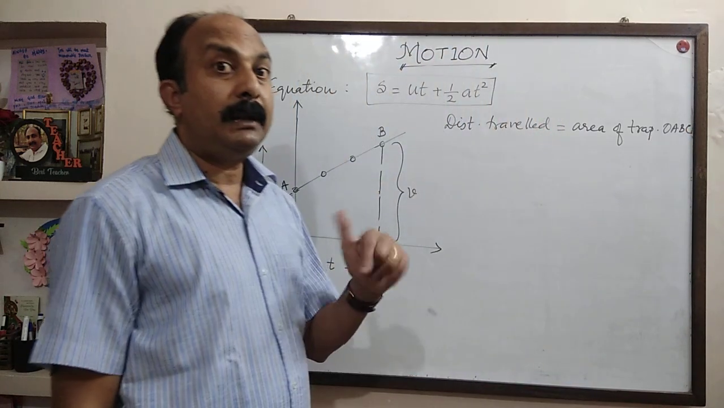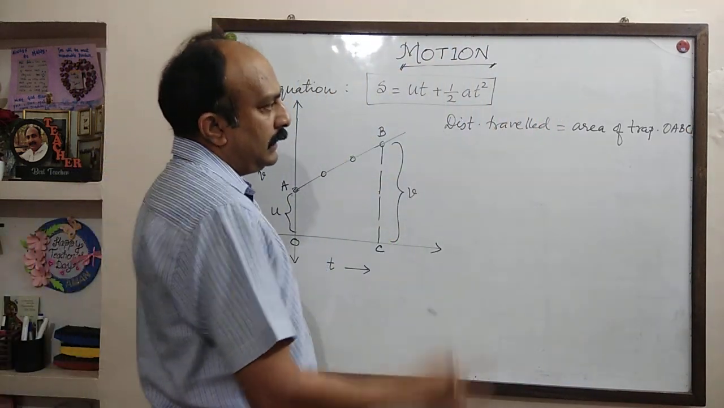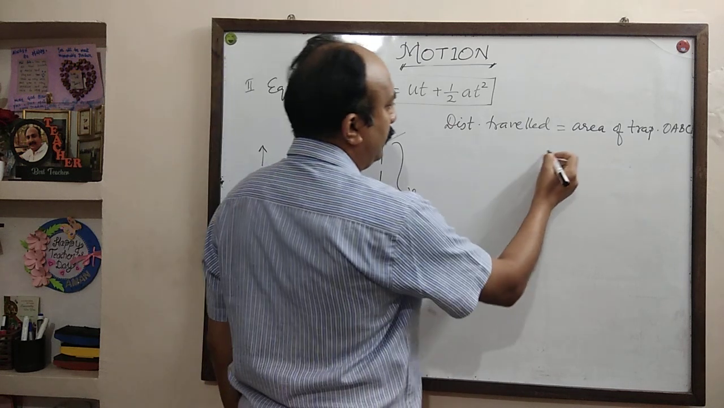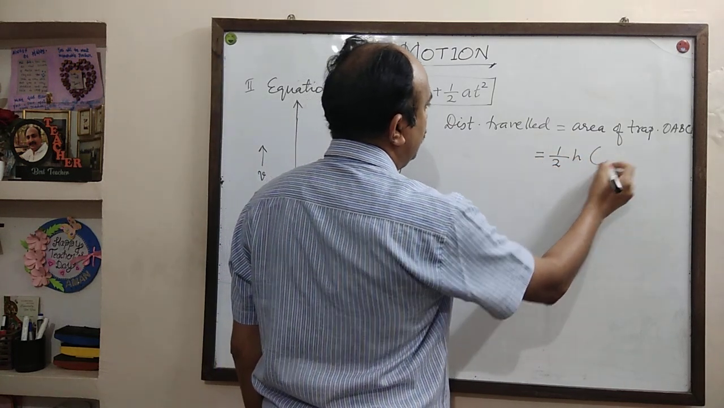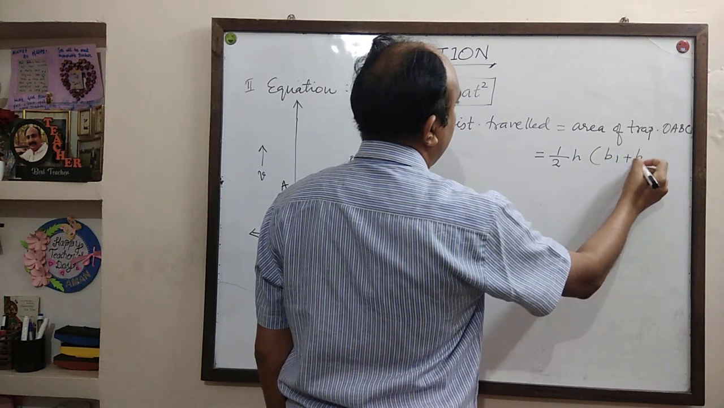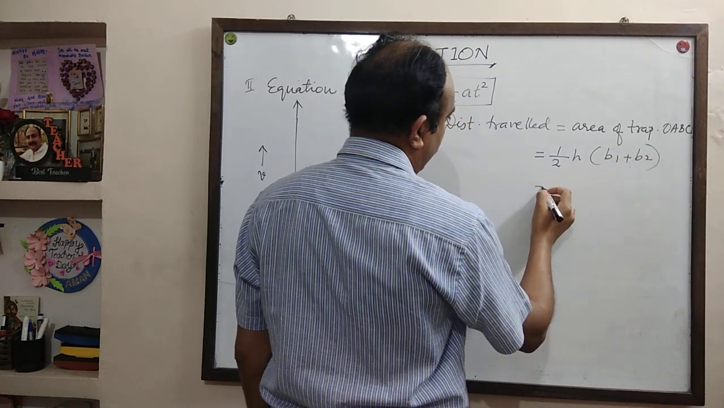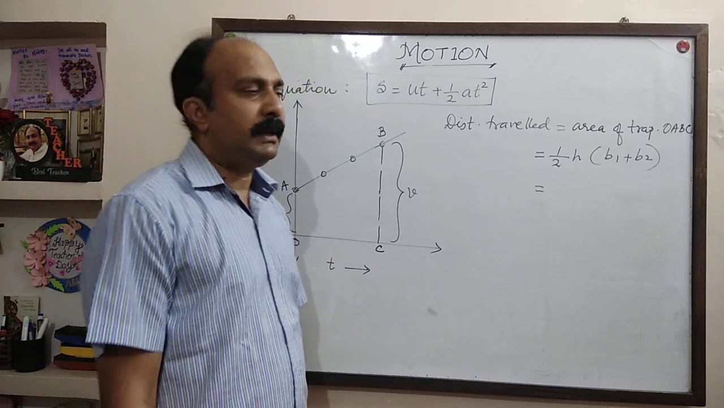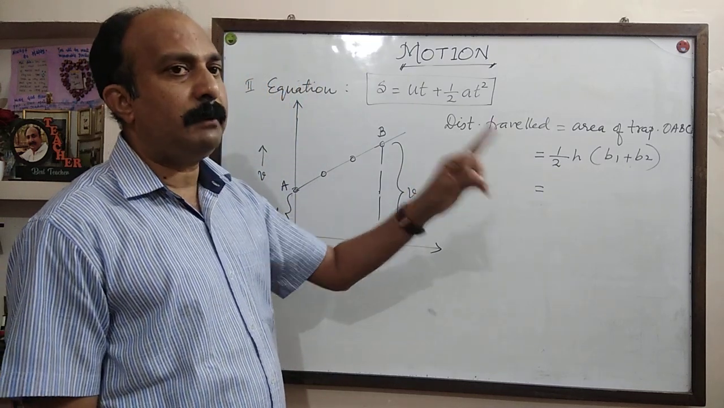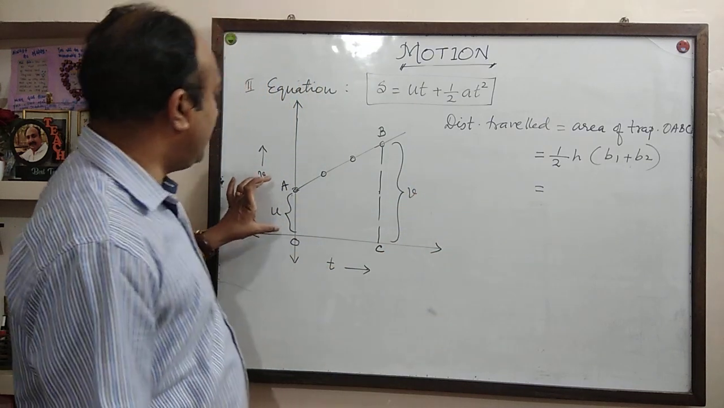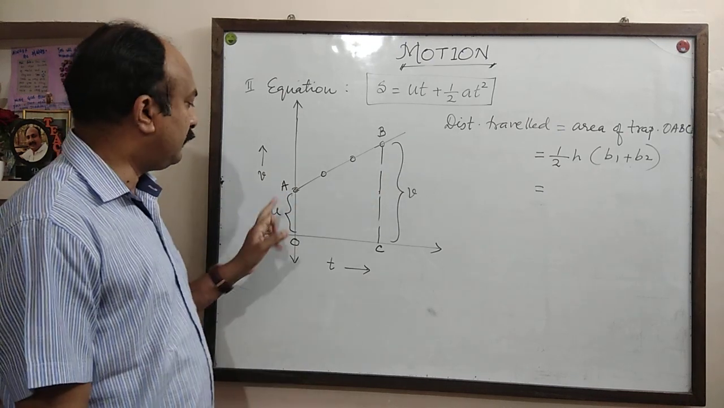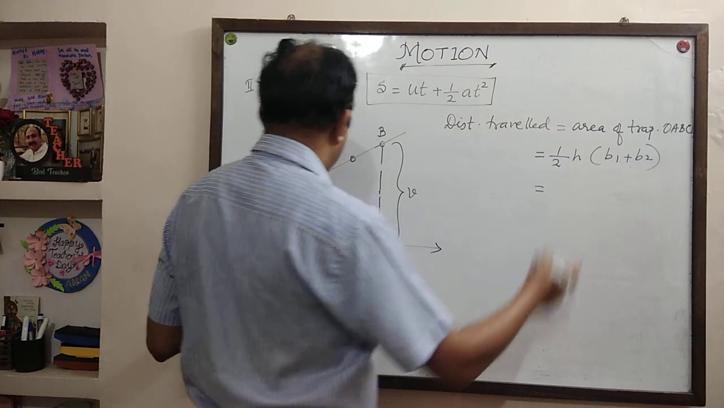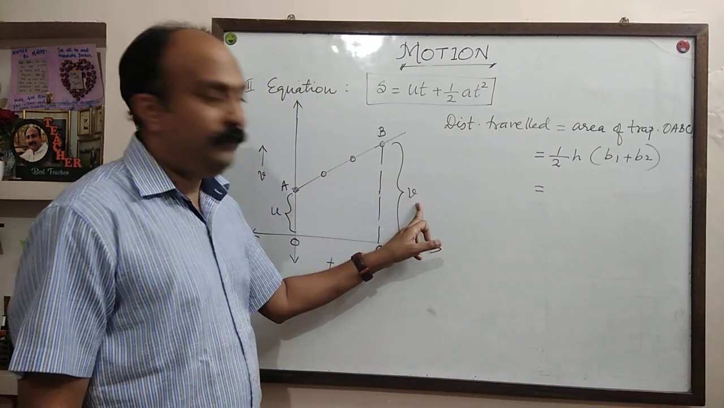Area of trapezium OABC. Now we know the formula for area of trapezium is given by half h into b1 plus b2. What are b1 and b2? This is called b1 and b2. So what is b1 here? U. What is b2? V.